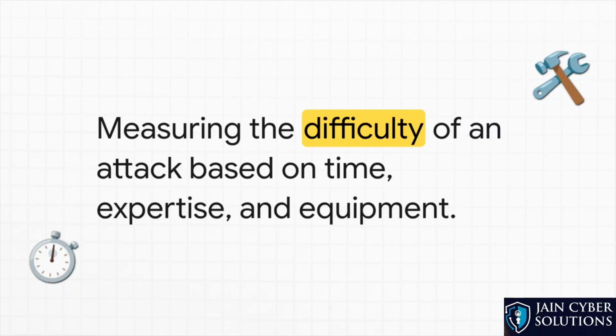Then, we estimate the attack feasibility. Basically, how terrifyingly easy or incredibly difficult is this hack to pull off in the real world? We figure this out by looking at the time required, the level of specialist expertise needed, the hacker's window of opportunity, and the equipment necessary. That gives us a feasibility level from very low to high.